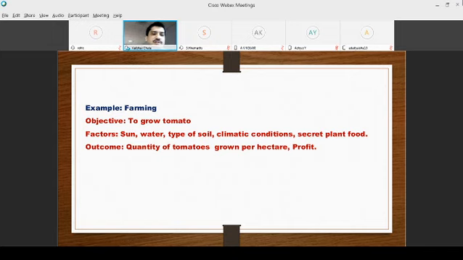Now, to grow tomato, a factor I'll be considering is sunlight. In a year, how many days will the sunlight be there? How much quantity of water is available, either naturally or artificially? It might be in the form of rainfall, or it might be through canals because of irrigation works. Type of soil, whether it is black cotton soil, loamy soil, sandy soil, or silty soil. Climatic conditions totally depend on meteorological conditions. There is a difference between meteorology and climatology. Meteorology corresponds to the study of measurement.